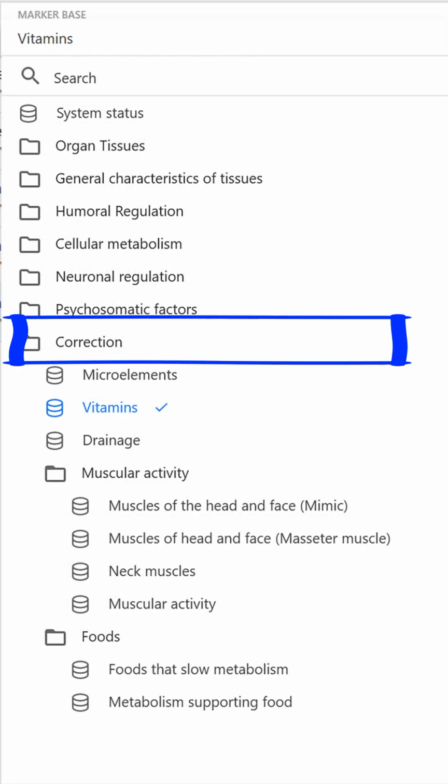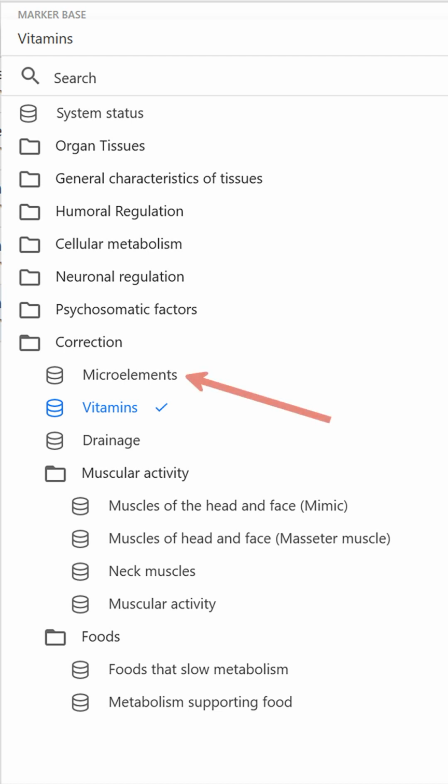The folder Correction contains bases of markers: trace elements, vitamins, drainages, muscular activity, and food products. Based on the analysis results, it is possible to recommend appropriate microelements and vitamins for a course intake. The analysis of the drainages database focuses on those functional systems and tissues of organs whose own drainage or detoxification resources are insufficient for their purification, excretion of endogenous and exogenous metabolites and their toxins, and a general decrease in the level of tissue homotoxicosis.